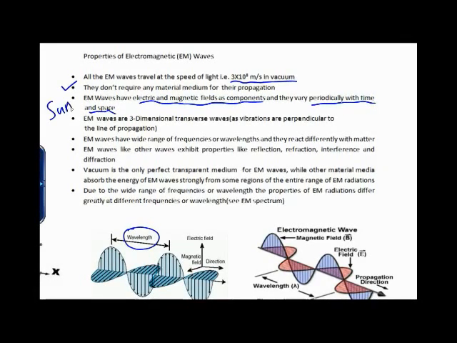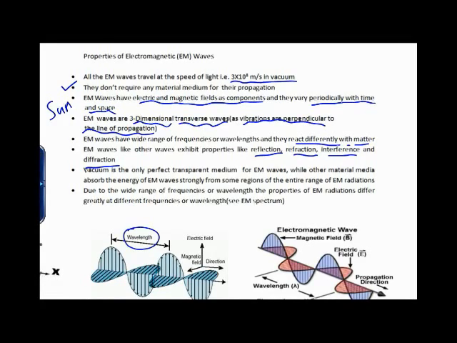The Sun is a source of almost all kinds of electromagnetic waves. These electromagnetic waves are three-dimensional in nature. They are transverse waves, because the vibrations are perpendicular to the line of propagation. The next point is, these electromagnetic waves have a wide range of frequencies. For example, radio waves have a wide range of frequencies, or gamma rays, which have a very small wavelength and high frequencies. These electromagnetic waves react differently with matter. Like other waves, electromagnetic waves exhibit properties like reflection, refraction, interference and diffraction.